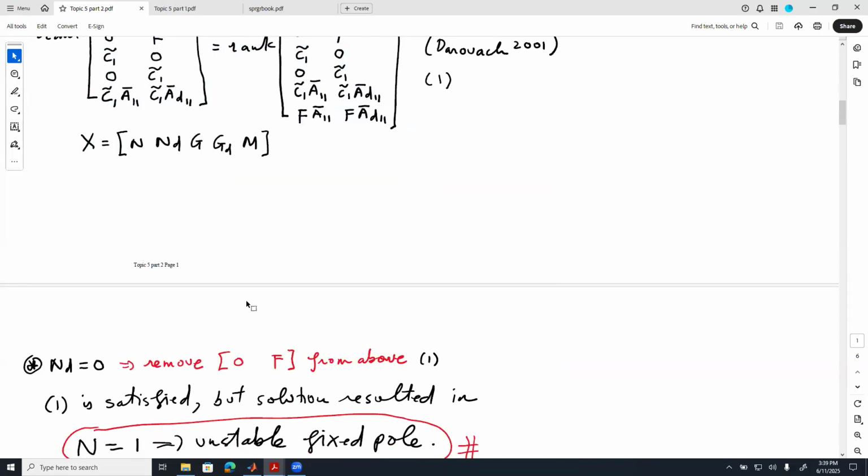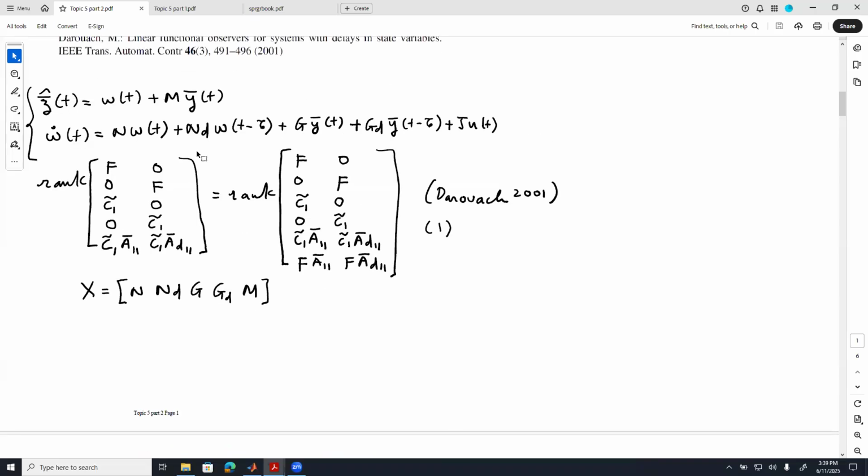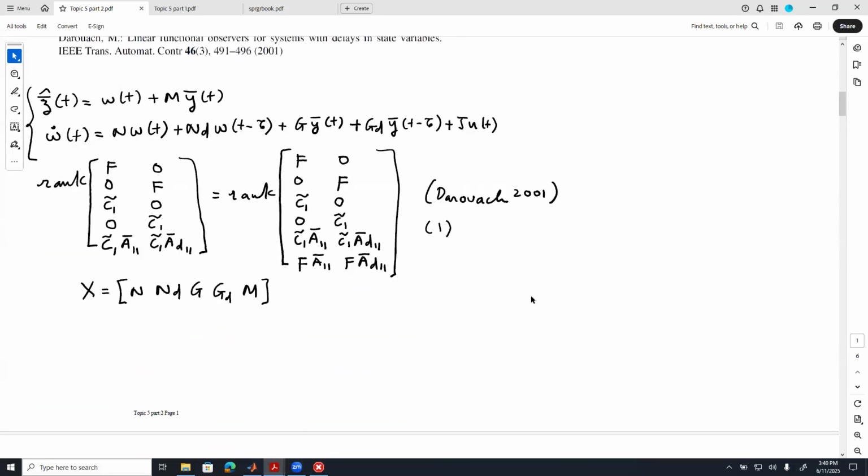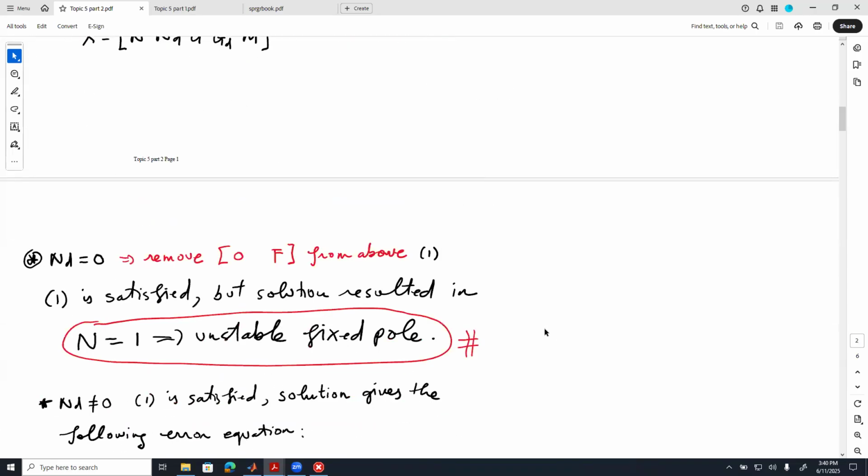On the other hand, let's say we want to make it even simpler, similar to this structure. That means we put n equal to 0. When we put n equal to 0, we are removing this row block here and this row block here. So the condition is a little bit more conservative, but in this example, the condition is satisfied.